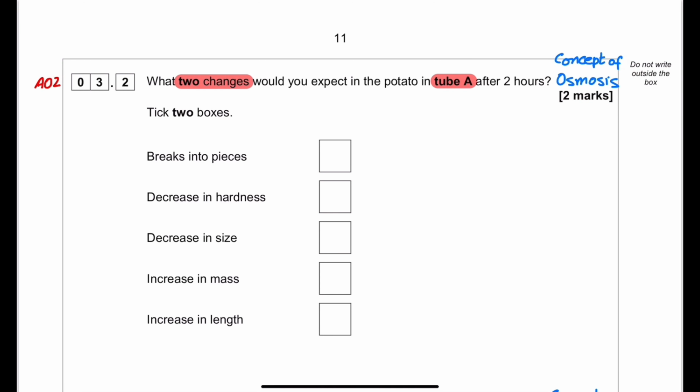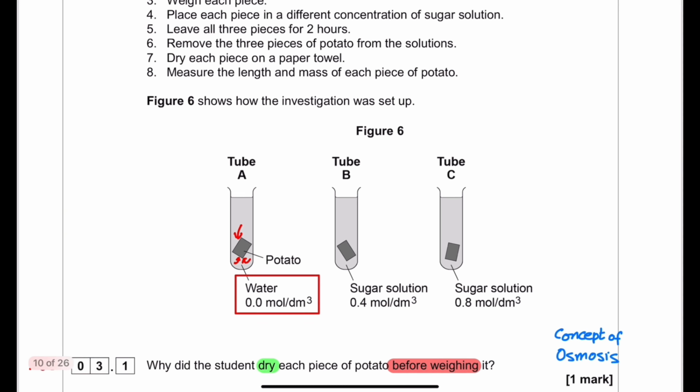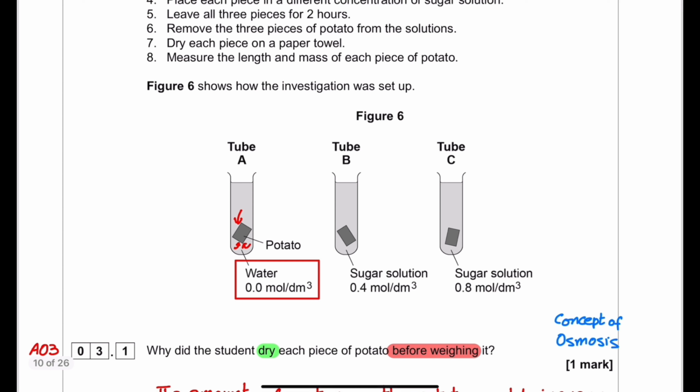So the student has to observe what will happen to the potato cube or potato cylinder in tube A. If you go back to the figure, which I have already highlighted, the water concentration outside in the tube is very, very high. So these arrows are showing the water is moving inside. From the water here, it is going to move inside the cube.